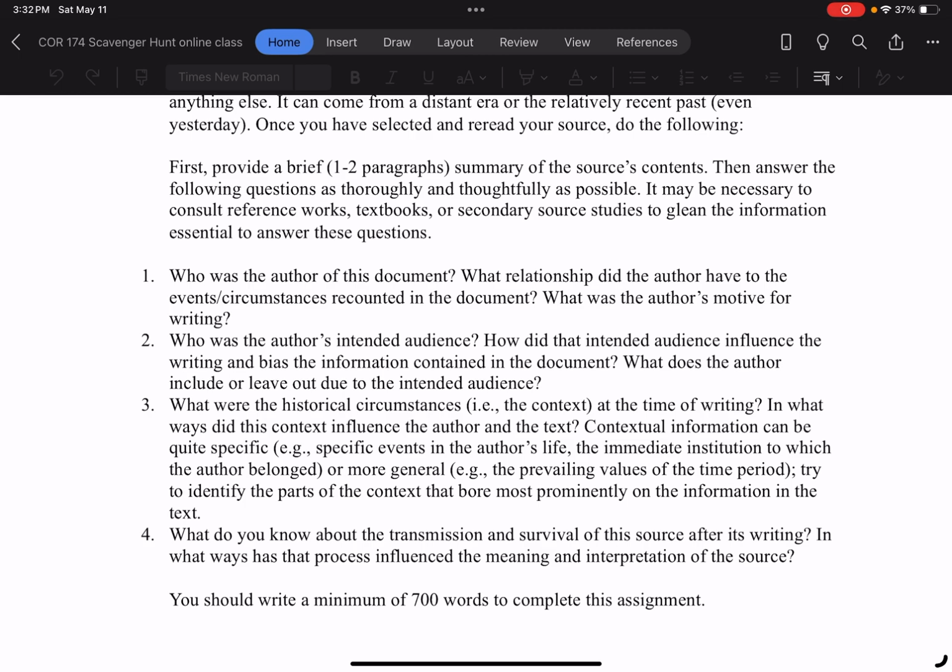But the older a source is, the more this question is important. What do you know about the transmission and survival of this source after its writing? This can even be true for things that were not from that long ago. If this is the kind of document or source that would normally get thrown away, why would this be saved? How did that happen? And most importantly, when we're talking about transmission and survival, how did that transmission and survival then influence the way this text was understood?